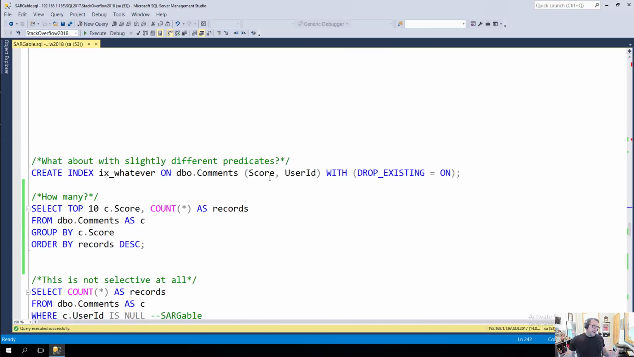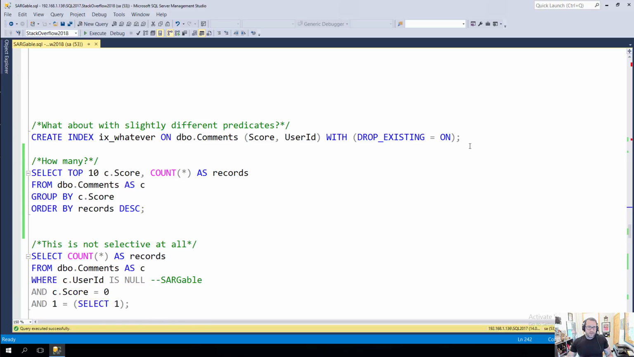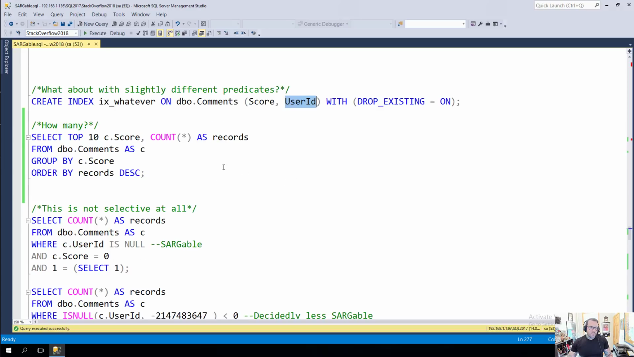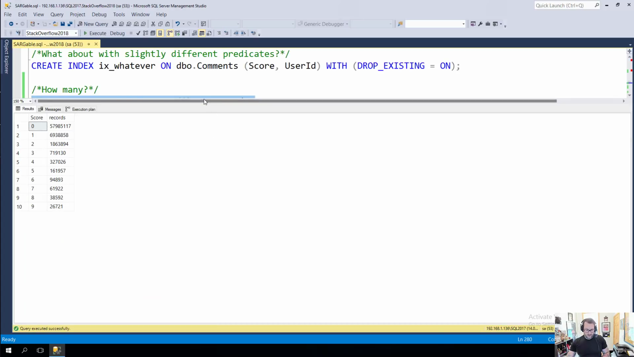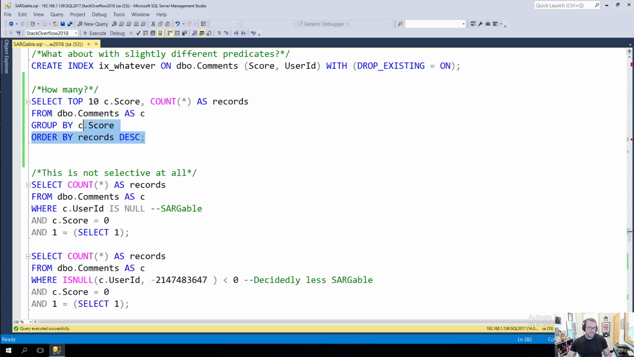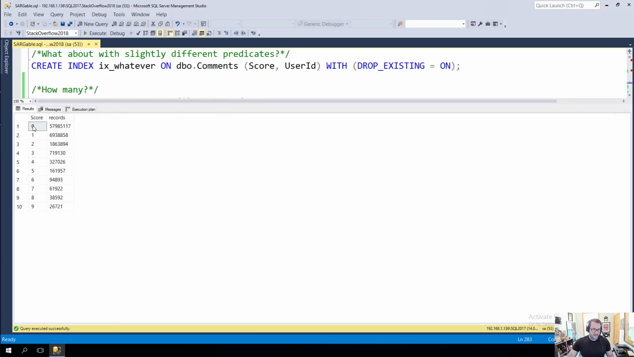With different predicates and different indexes, things start to change a little bit. Now we're going to use a slightly different index here. We have one on score in the comments table and then user ID in the comments table. When we look at how many comments in the table have different scores, I'm just going to select the top 10 most populous scores: select top 10 score, count from comments, grouped by score, ordered by the number of records that each one returns, descending.